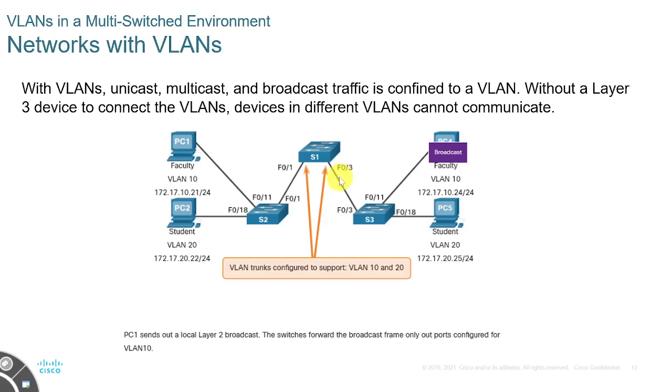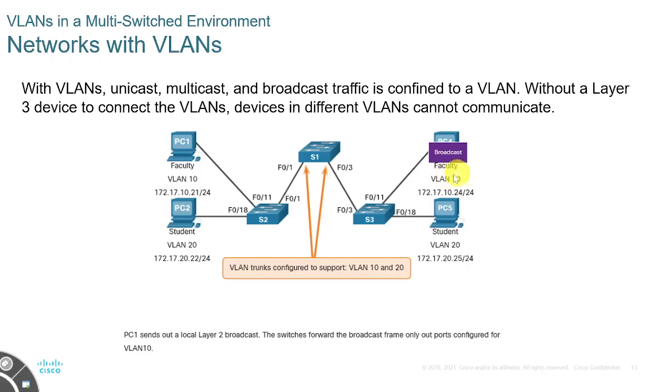Information within the frames. As you see, with VLANs, unicast, multicast, and broadcast traffic is confined to a VLAN. So it's specific for a given type of VLAN: a VLAN for faculty, a VLAN for student or guest. Without a layer 3 device to connect the VLANs, devices in different VLANs can't communicate. This is why, as I told you earlier, the communication within a single VLAN is isolated.